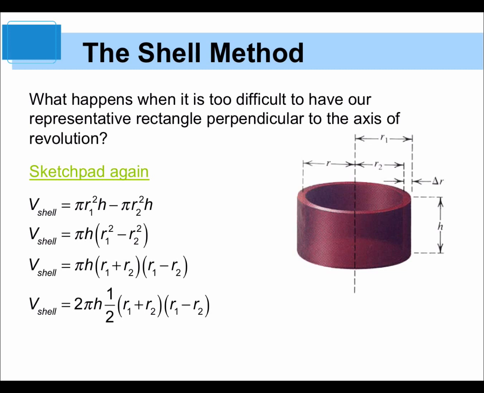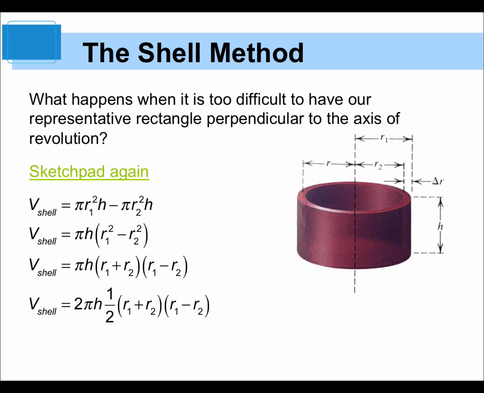Okay, good. So then I did some math. I factored out a pi h, because they have that in common, and I'm left with R1 squared minus R2 squared. That's the difference of perfect squares, so I factored it into that. We good? What's this? Delta R. Correct.